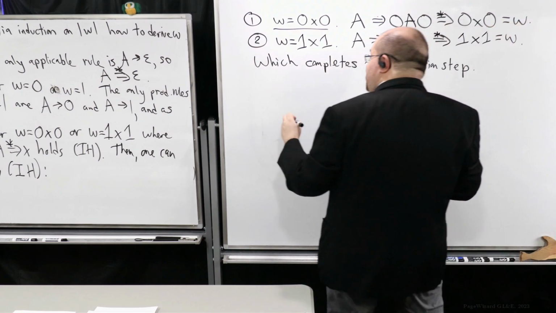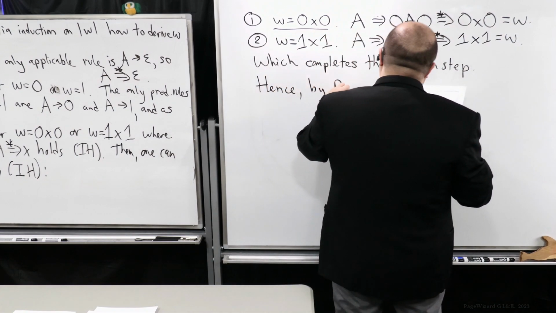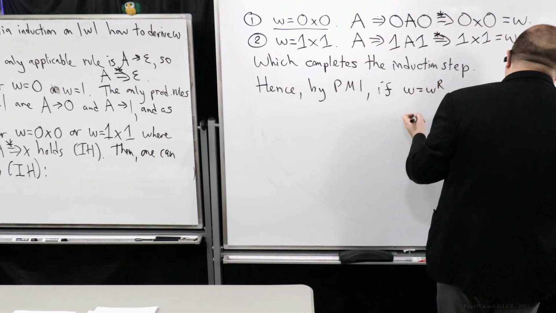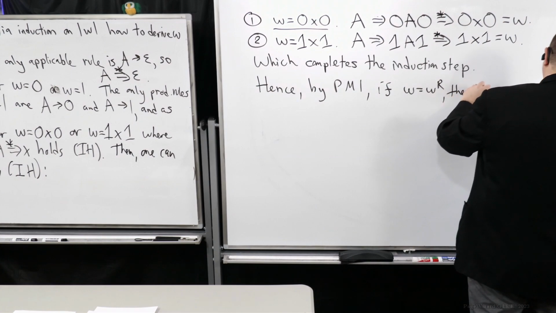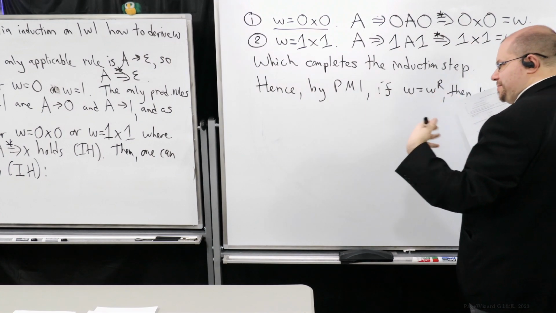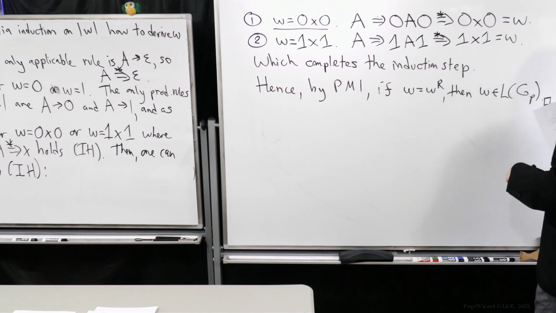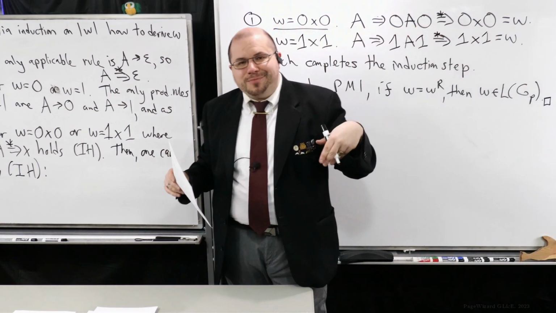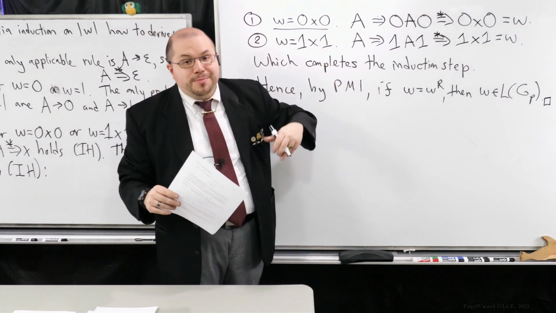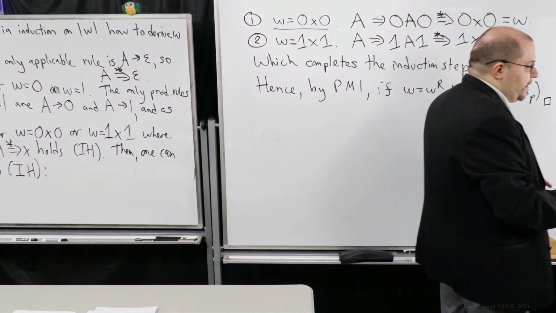Therefore, I can apply the principle of mathematical induction now. Hence, by the principle of mathematical induction, if W is equal to W reverse, i.e. it's a palindrome, then W is in the language of G_P. So I showed you how to get a string of that given length. And that completes the proof. Because I've already established that we're proving both directions. Now that I've proved both directions, this establishes the if and only if claim that satisfies our definition for the language of the context-free grammar.